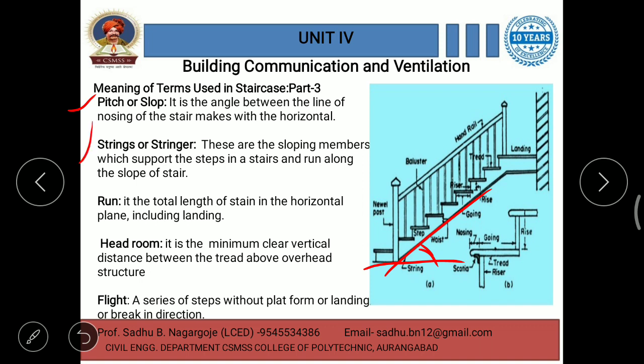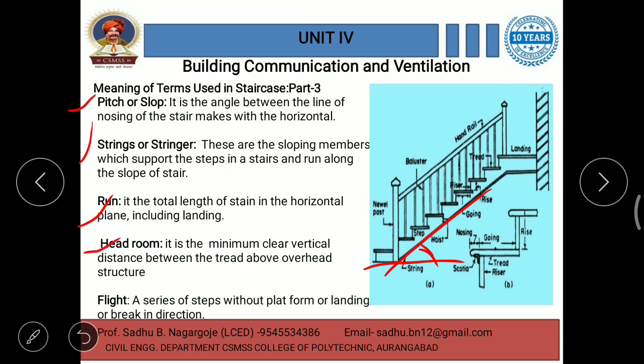Strings or stringers. These are the sloping members which support the steps in stairs and run along the slope of the stair. Then run: the total length of stair in the horizontal plane including landing.